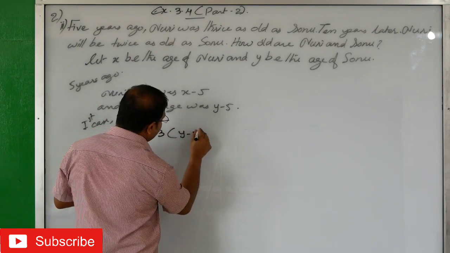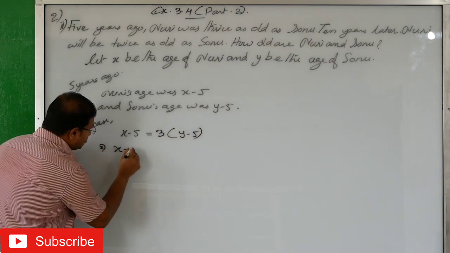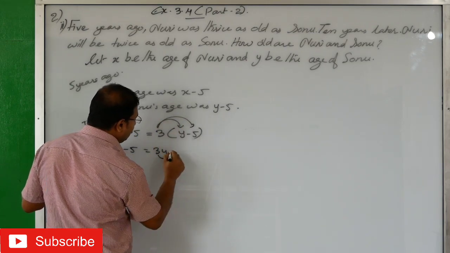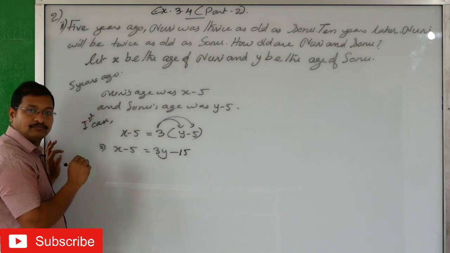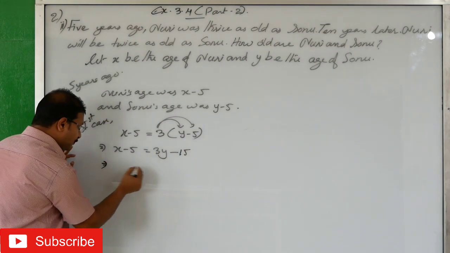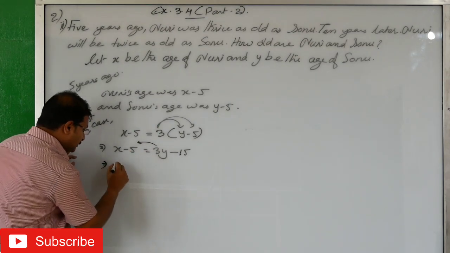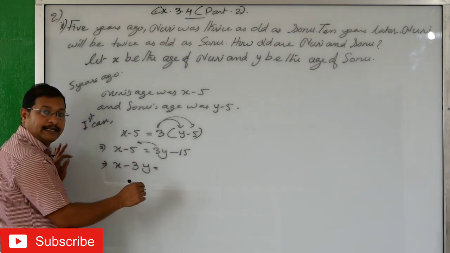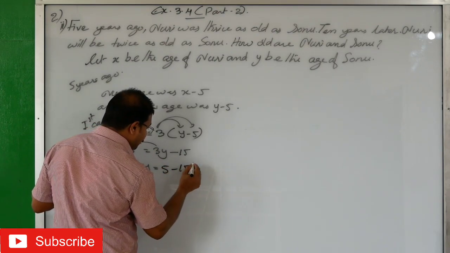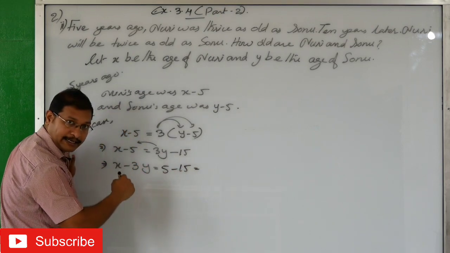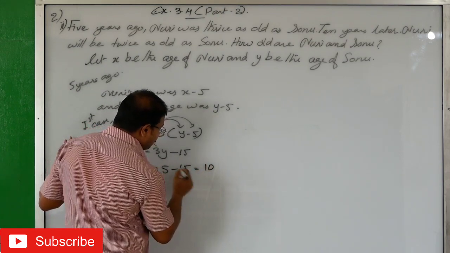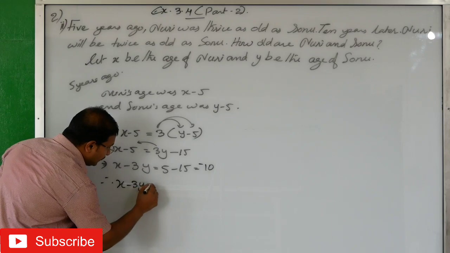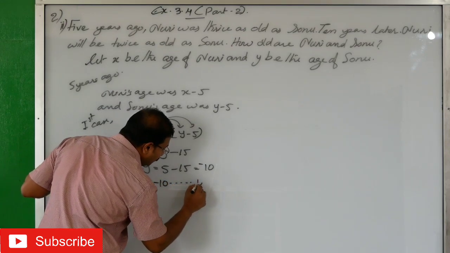That means y minus 5. So, this implies x minus 5 equals 3 into y, 3y, 3 into minus 5, minus 15. Okay, this implies, see, 3y will carry it next side. That means x minus 3y equals, see, minus 5 goes next side, plus 5. That means 5 minus 15. 5 minus 15 is plus and minus, that means 10. But bigger number is 15, so it is minus. Therefore, x minus 3y equals minus 10. That is equation number 1.